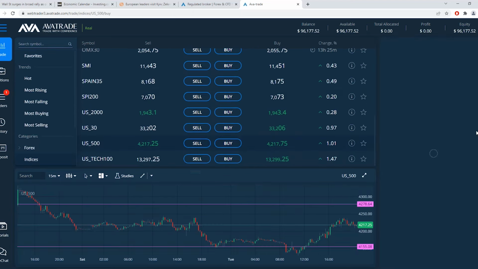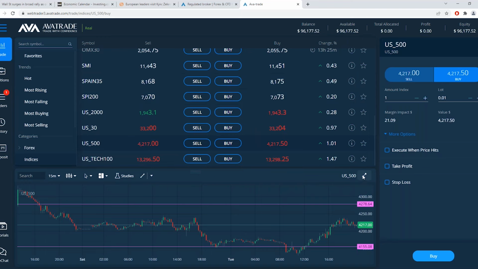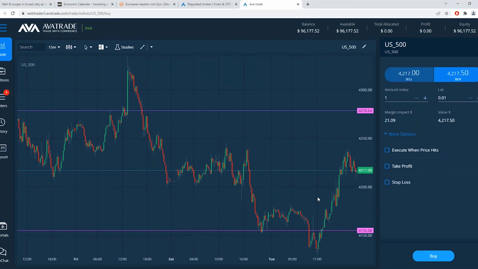Let's look at the US 500 and let me expand that chart. And what we're looking at here in the US 500 is there was an uptrend and a pullback, and that's what we talked about at the beginning. Here's the uptrend on the 15-minute candles today. The fear has been down, and here's the pullback.